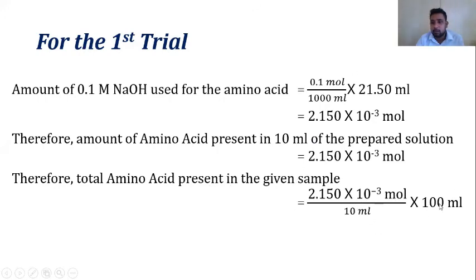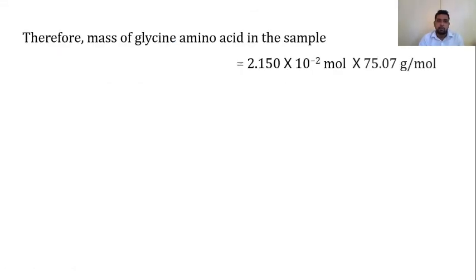Okay, we have prepared a 100 milliliter solution. From that solution, we took 10 milliliters and did the titration. So we can calculate that. So that's this amount. When we know the amino acid moles in the prepared solution, that means in 100 milliliters of the prepared solution, we can calculate the mass of glycine amino acid in the sample. We know the molecular weight of glycine, and if we multiply that with the moles, we can calculate the mass of glycine. What is the answer for this?